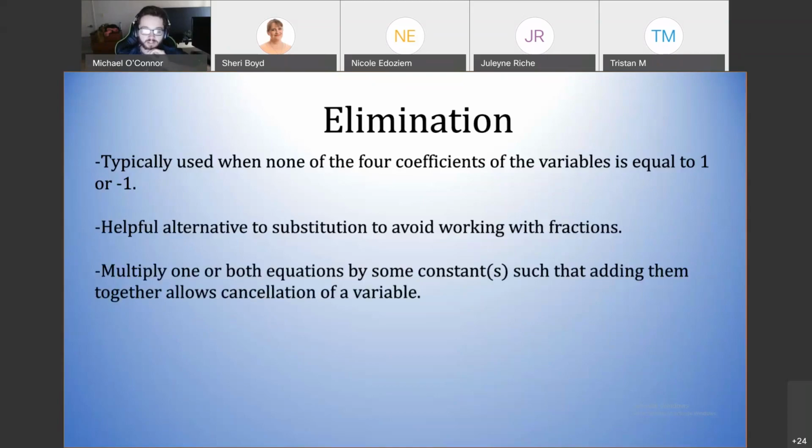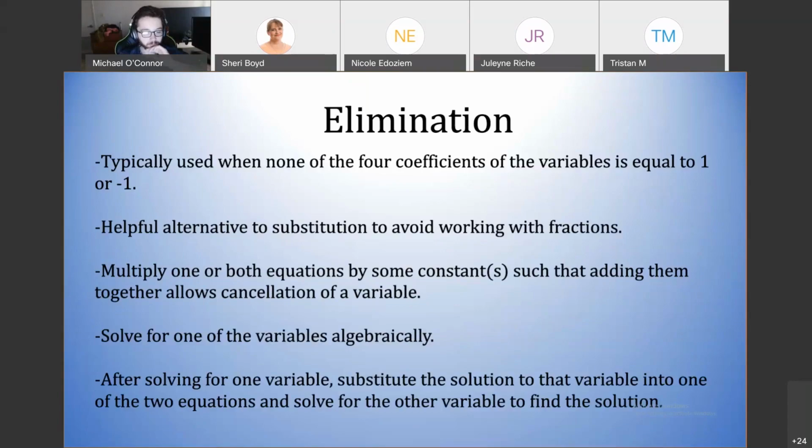The way you do elimination is you multiply one or both equations by some constant, such that adding them together allows cancellation of variables. I'll show you later on how that works. Then you solve for one of the variables algebraically after you add them together, because when you cancel out one of the variables, you'll just have one variable left, and it'll be a regular algebraic equation. And then after solving for one variable, substitute the solution into one of the two equations and solve for the other variable to find the solution.